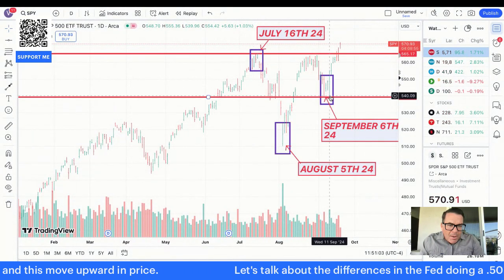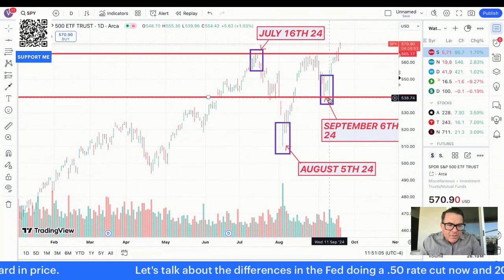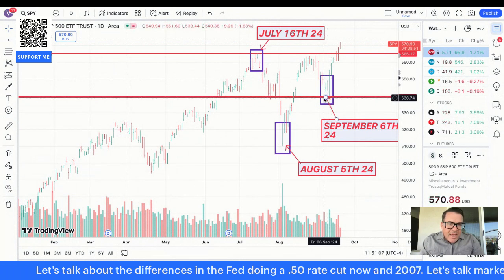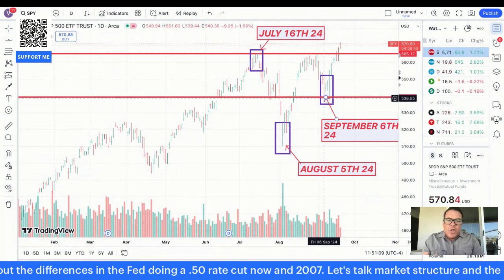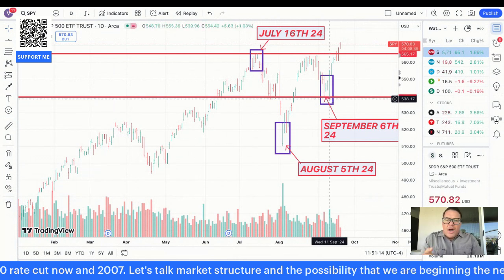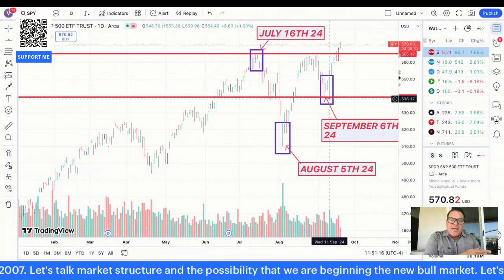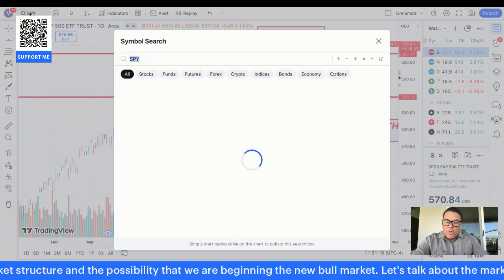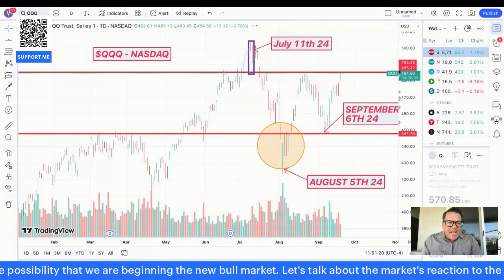The S&P did not make a new low on the 11th. This is the 11th, right? It came down, that it touched the bottom. So your low's 539.44. And your low on September 11th is 539.96. So it did not make it back to the low. Let's now look at the NASDAQ.